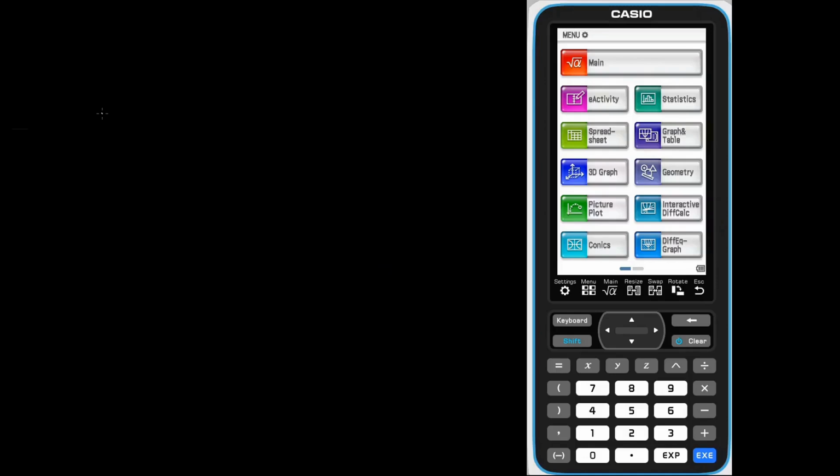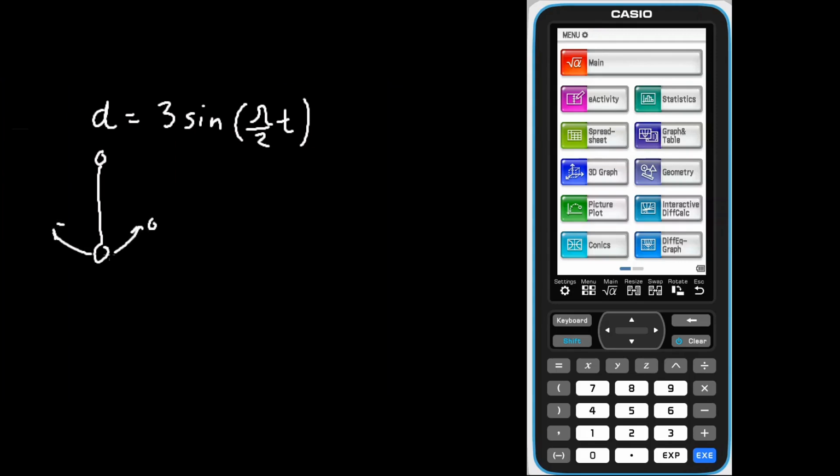In this particular question, we have an equation for a pendulum. The equation is D equals 3 sine of pi on 2 of t. What we're asked is how far up and down does the pendulum bob move from its lowest to highest point? So we've got a pendulum here, and it swings back and forth. We're trying to ask what's this distance from here to here.